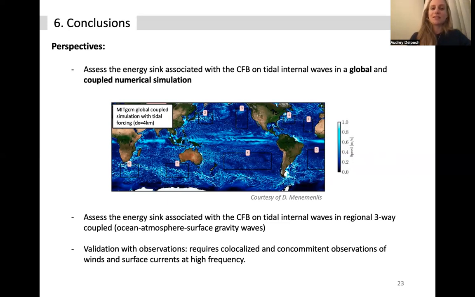We're planning on trying to assess the energy sink associated with the current feedback on a global scale in coupled numerical simulations. It would be great to use, for example, the kind of simulations that are produced at JPL, which cover the entire globe at a very fine resolution, are coupled, and also have internal waves represented. And then other process studies with three-way numerical simulations coupled with ocean, atmosphere, and surface gravity waves will also help, of course. And finally, some observations would also be great to validate this kind of process.